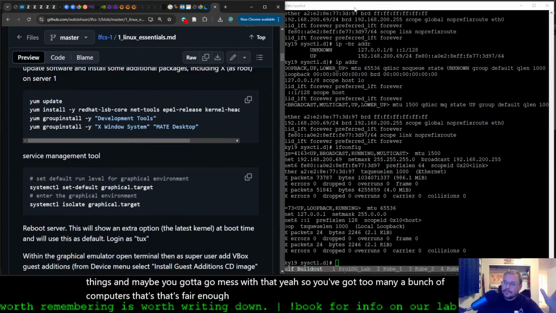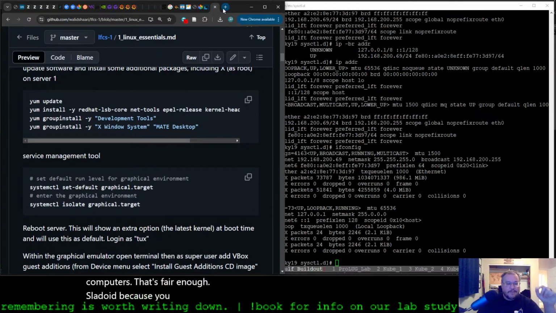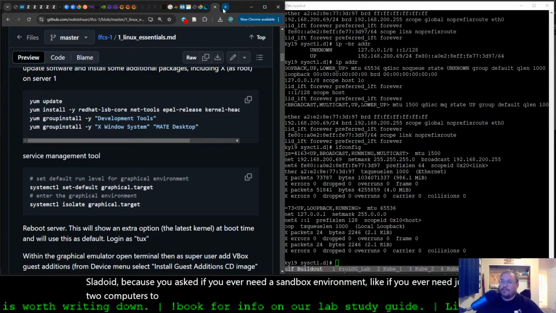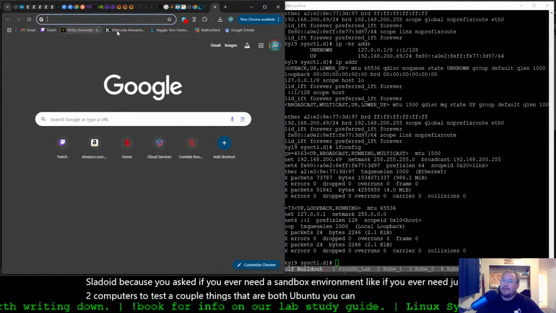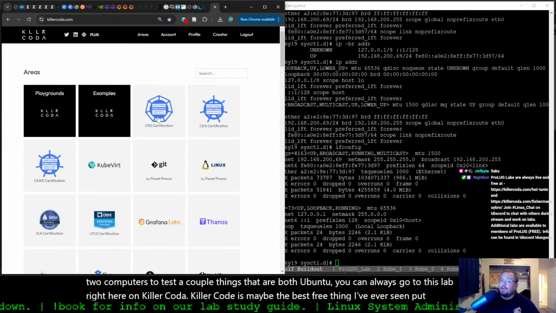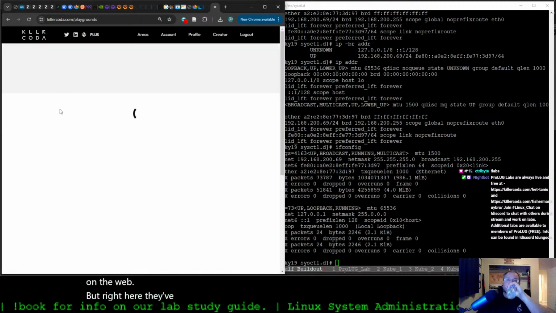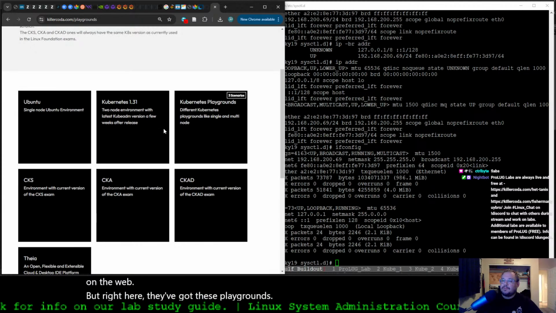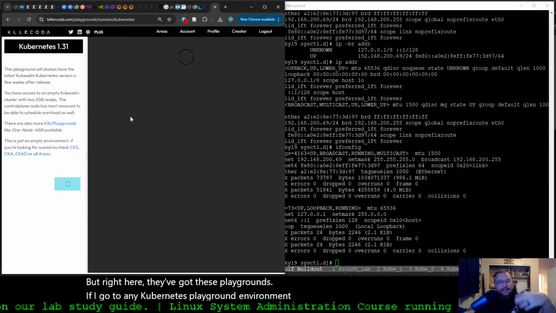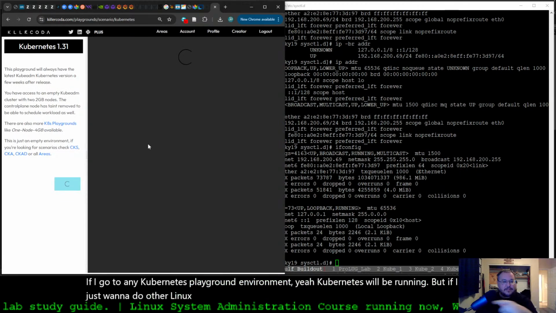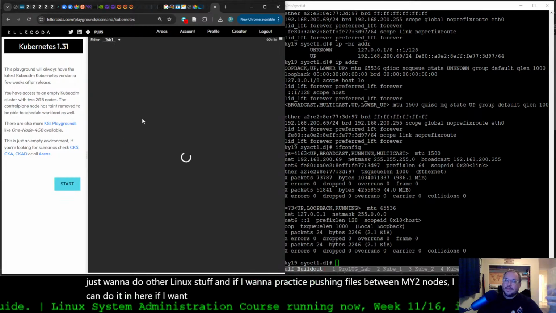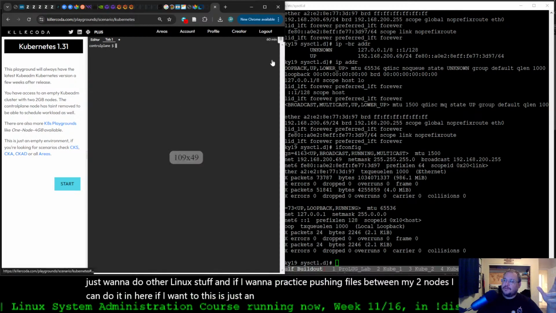Also, Sladoid, because you asked, if you ever need a sandbox environment, like if you ever need just 2 computers to test a couple things that are both Ubuntu, you can always go to this lab right here on Killercoda. Killercoda is maybe the best free thing I've ever seen put together on the web. Right here, they've got these playgrounds. If I go to any Kubernetes playground environment, yeah, Kubernetes will be running, but if I just want to do other Linux stuff, and practice pushing files between my 2 nodes, I can do it in here. This is just an environment. They're both going to be Ubuntu servers, right?